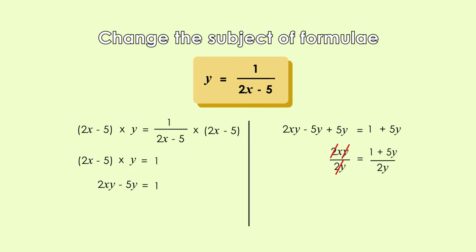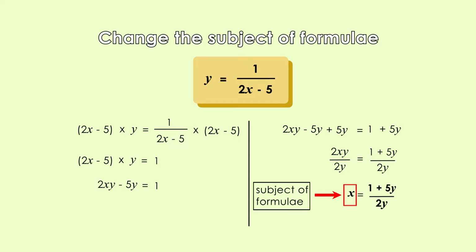Cancelling the y, you will get x equals 1 plus 5y over 2y. So, x is now the subject of the formula. Good job!